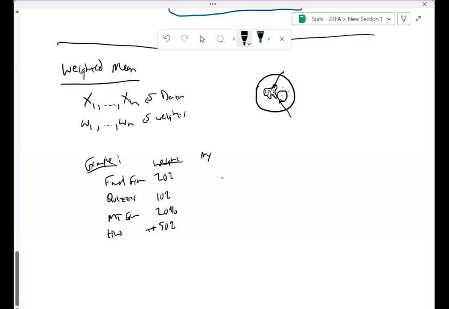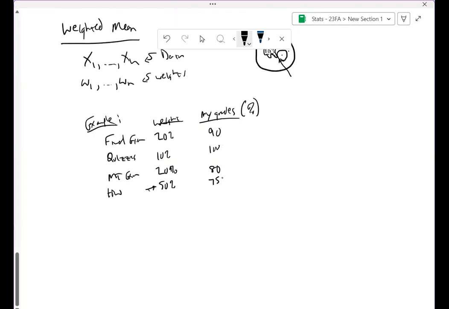So maybe I would say my grade on the final exam was a 90, the midterm was an 80, quizzes is 100, and homework is 75. And these are all percents. So my particular grades are my data points, x1, x2, x3, x4, and each one of those is associated with a specific weight.